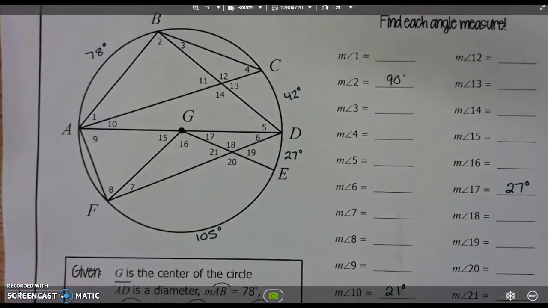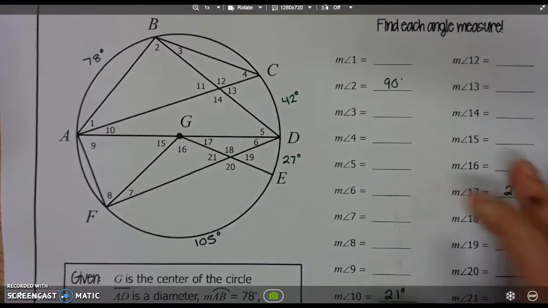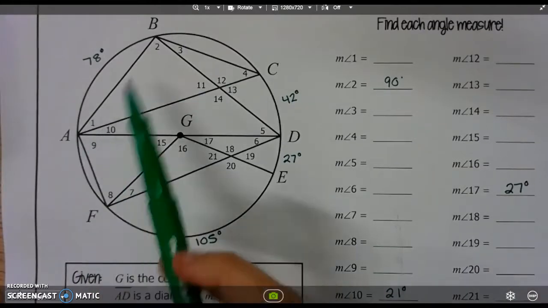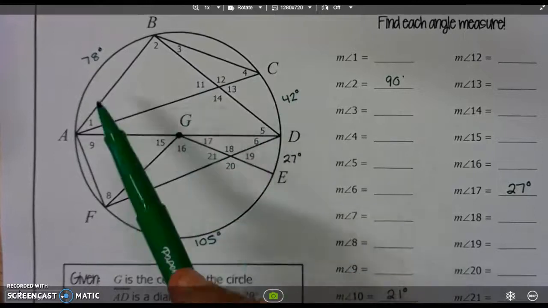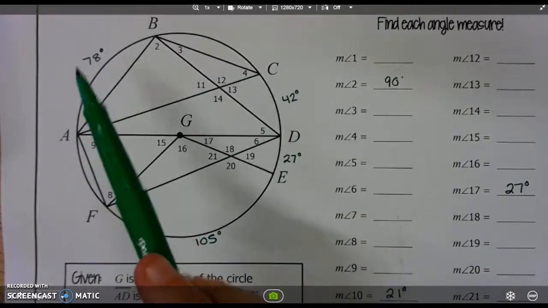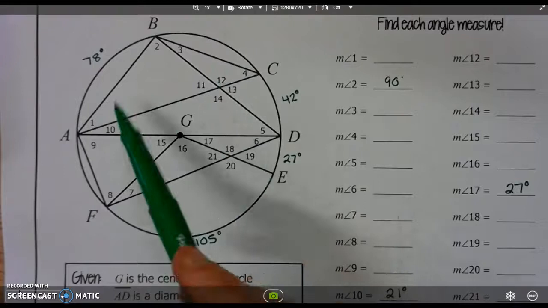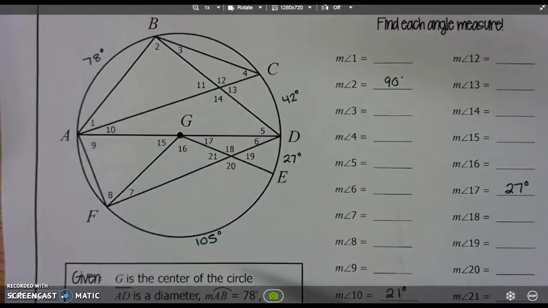Let's take another look. Angle 1 opens up to BC. Since I know this is a diameter, I could add these together, subtract, and then figure out what BC is, so I can just do that. I'll let y'all do that, though.